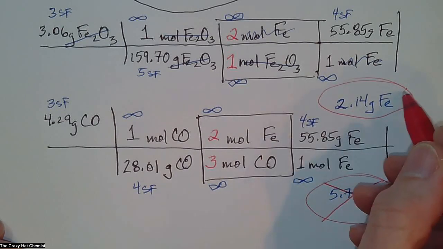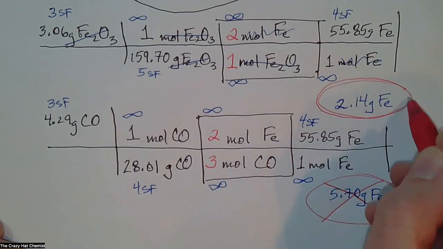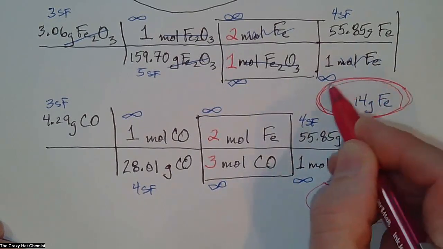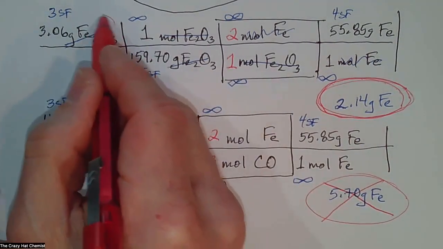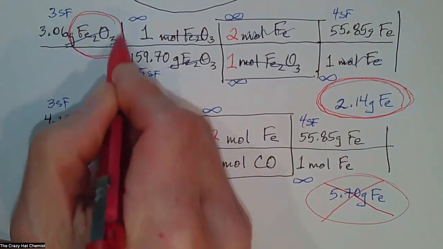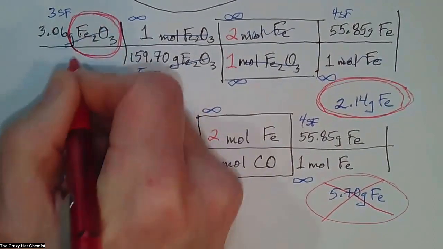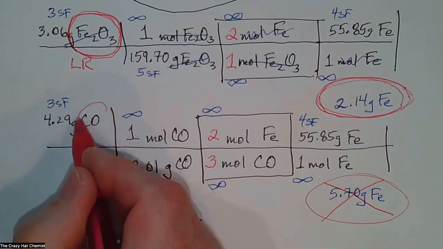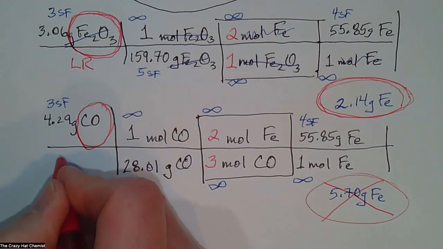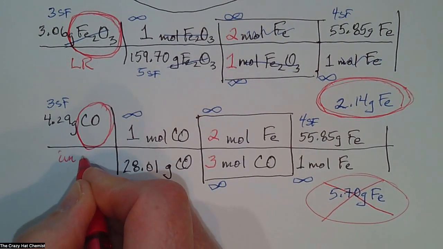So how much is the amount of iron that's produced? It's 2.14 grams of iron. So that's one of my answers. What is the limiting reagent? The limiting reagent is the one that made that. So the limiting reagent is ferric oxide. What is the reagent in excess? That is the carbon monoxide in excess.